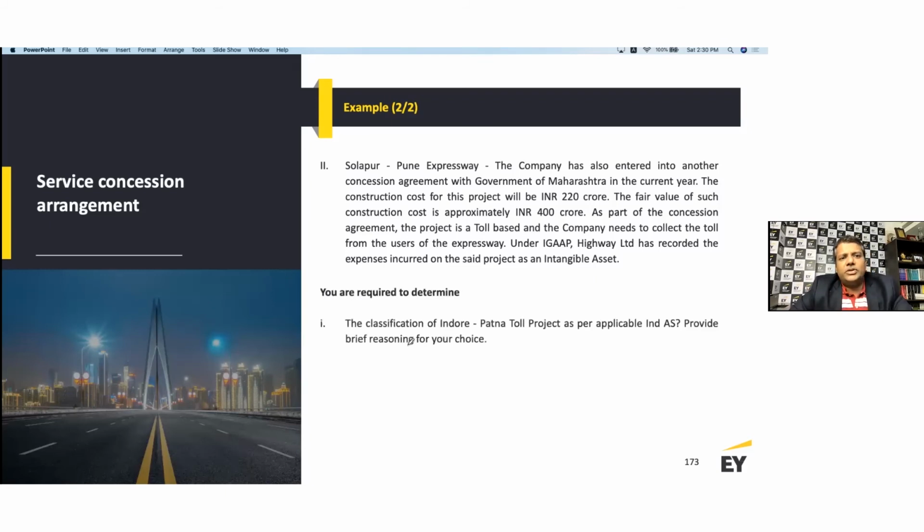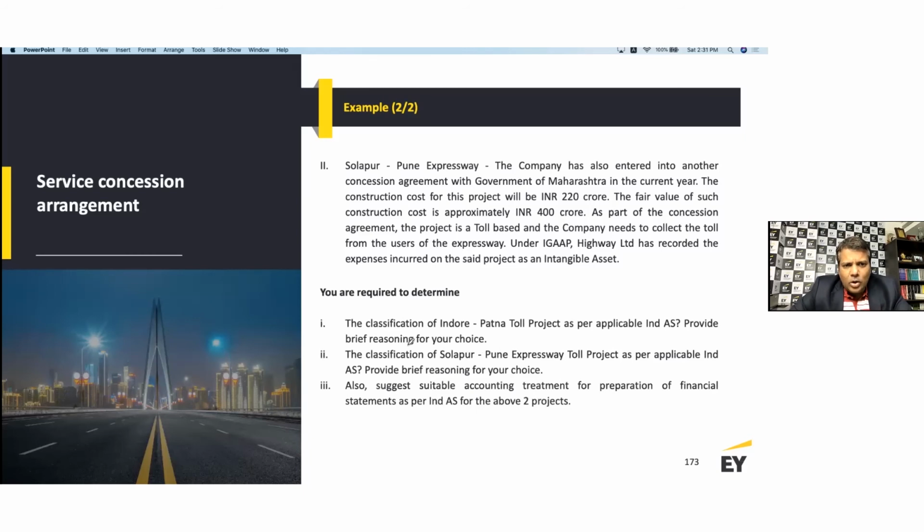You are required to determine the classification of Indore-Patna toll project as per applicable Ind AS, provide brief reasoning, the classification of the Solapur-Pune Expressway toll project as per applicable Ind AS, provide the brief reasoning, also suggest suitable accounting treatment for preparation of financial statement as per Ind AS for those two projects.